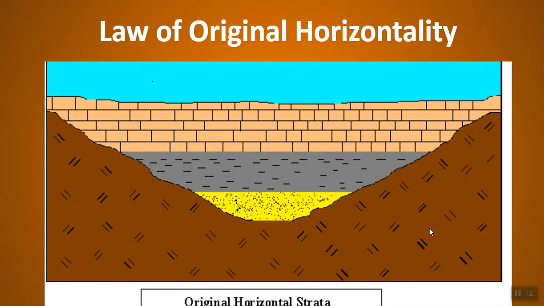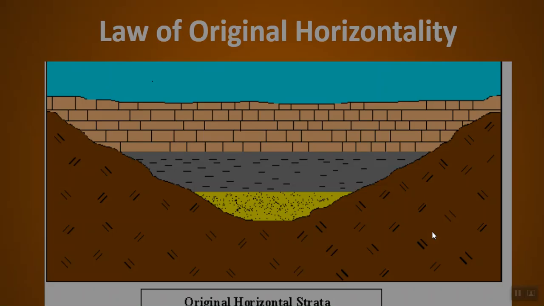The first one is the law of original horizontality. That tells us that as sediments are being deposited, they are always deposited horizontally. We make that assumption. So horizontal deposition of sediments that then turn into sedimentary rocks. Now, if we see sedimentary rocks at an angle, we know they have been tectonically impacted, so they have been tectonically moved somehow into an angular position.